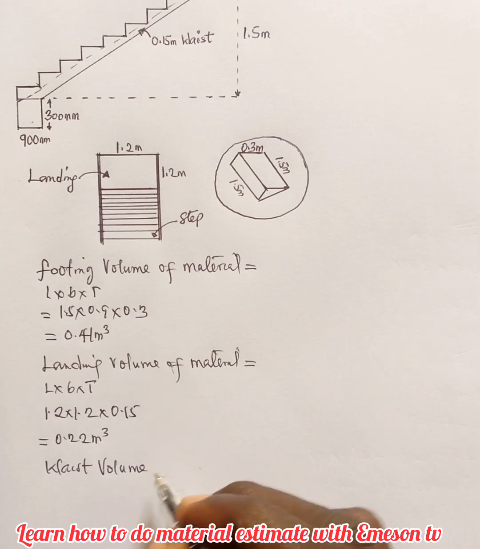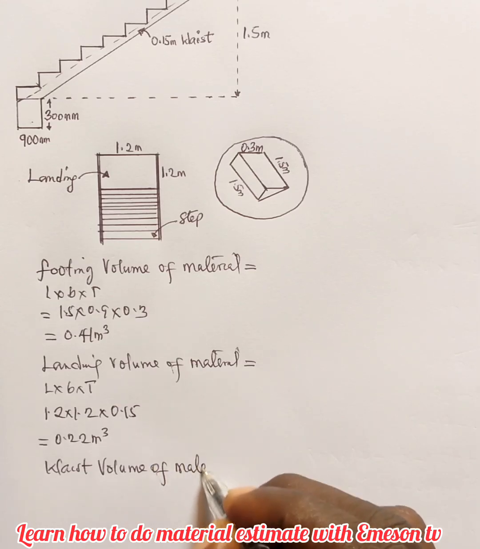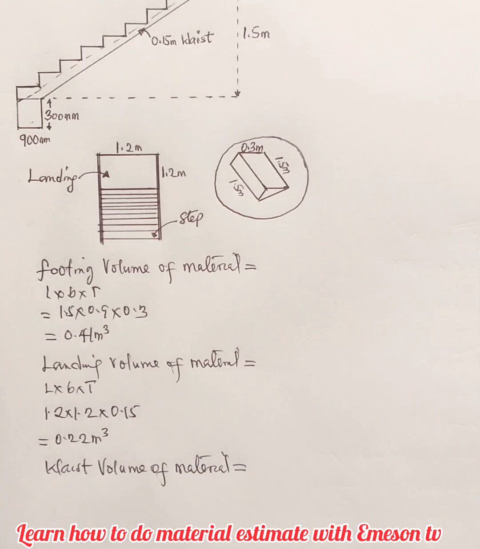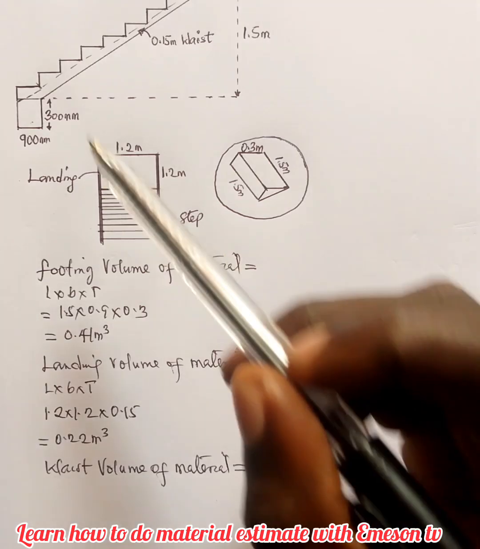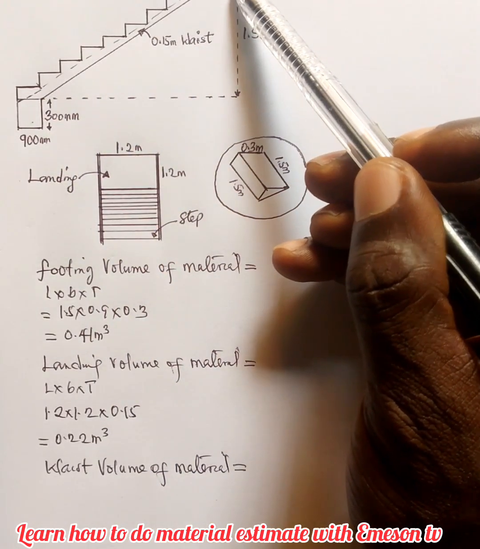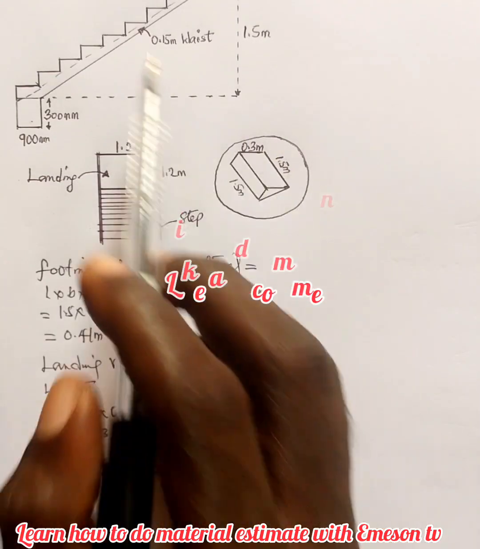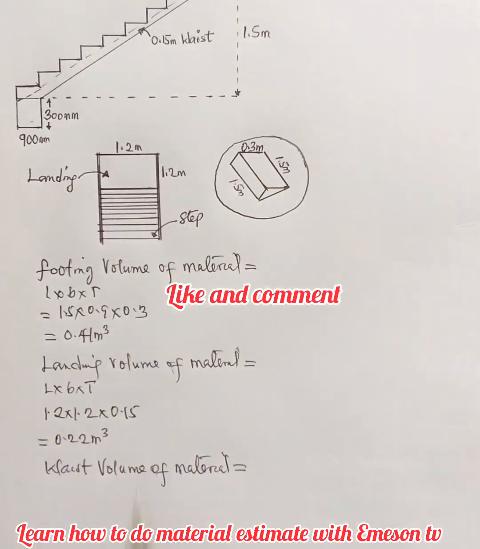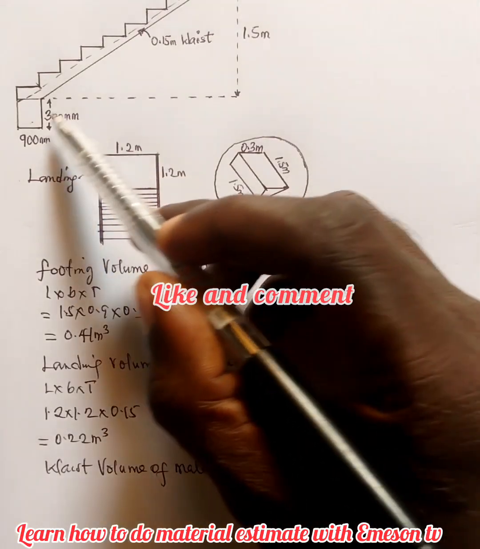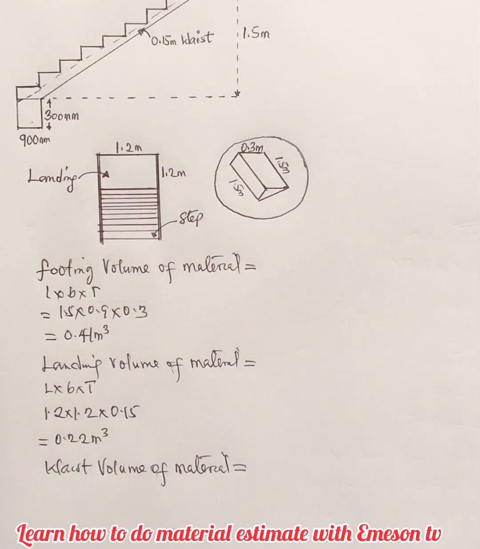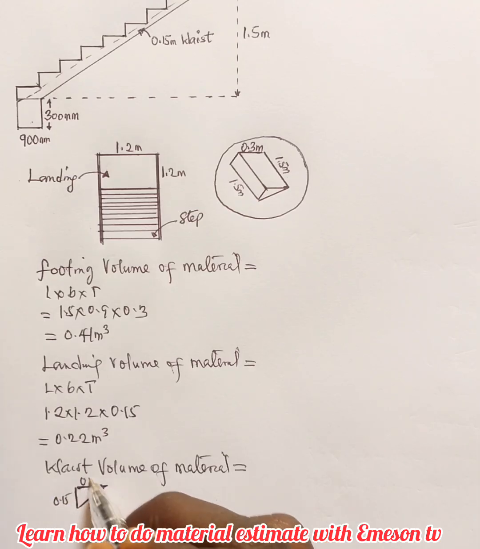Volume of material for the waist. For the waist, we have to consider this horizontal length by this 1.5 by the thickness of the waist, which is 0.15. So how do we consider this horizontal length? This length. So we have to consider this shape. If we know this length, multiply it by 10, we have the horizontal length. Remember, here is 0.15, here is 0.103.